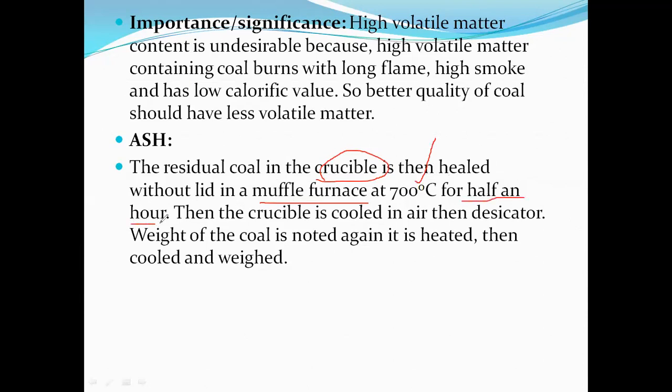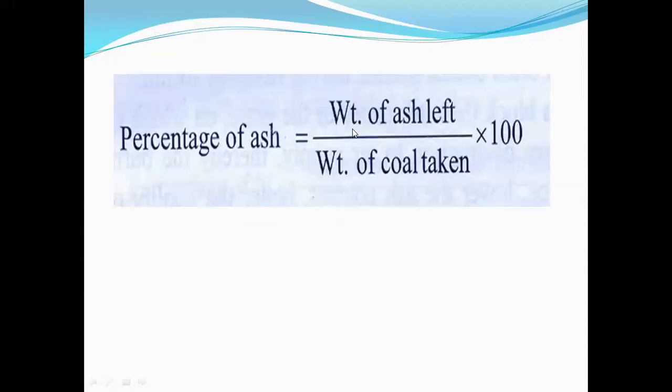Then what will happen? During the heating process, the ash percentage in the coal sample should be removed. Ash content should be removed. Ash content మనం separate చేస్తున్నాం. So again we are finding the percentage of ash. Ash percentage can be calculated as weight of ash left divided by weight of coal sample taken into 100.